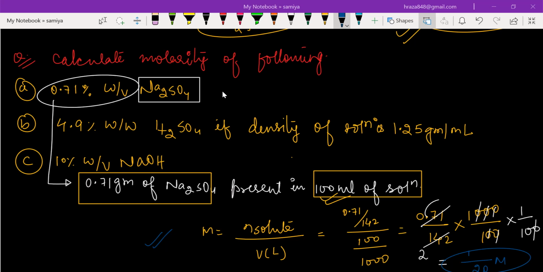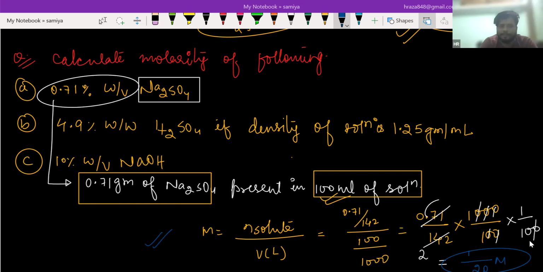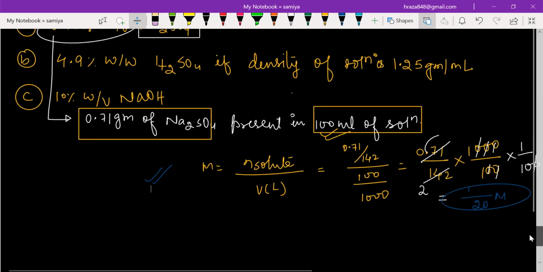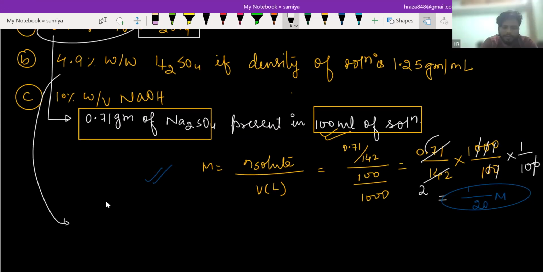Sir, I'm getting 0.008 for the second. Yes. Okay, just see, I'm going to check it. 4.9% weight by weight. That means 4.9 gram of H2SO4 in 100 grams, since it is weight by weight, 100 gram of solution.